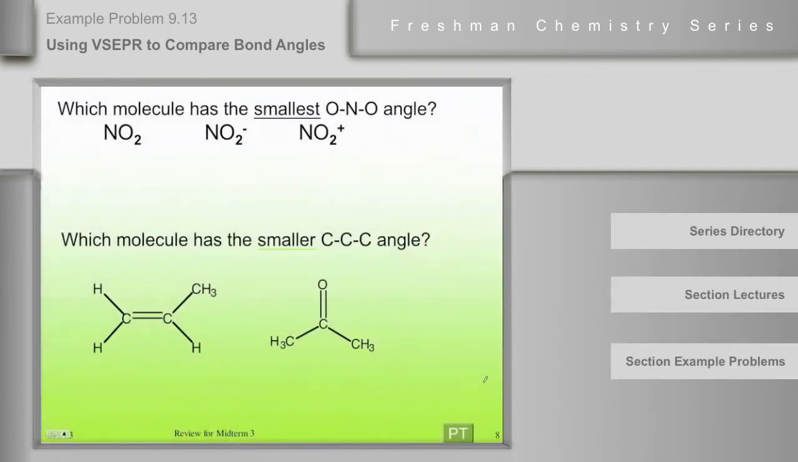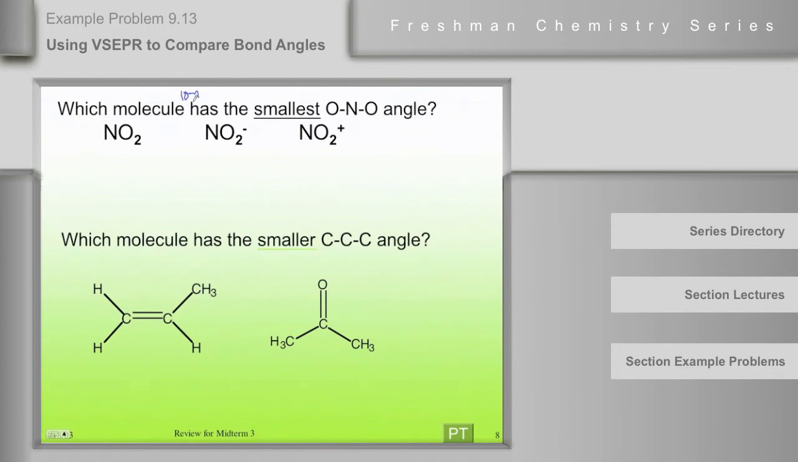All right, which molecule or ion has the smallest ONO angle? Okay, think about that for a second. The smallest ONO angle. Well, how do we determine that?